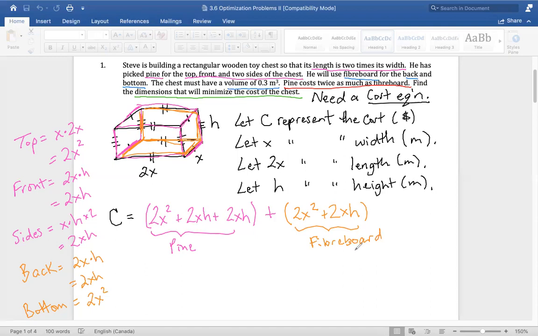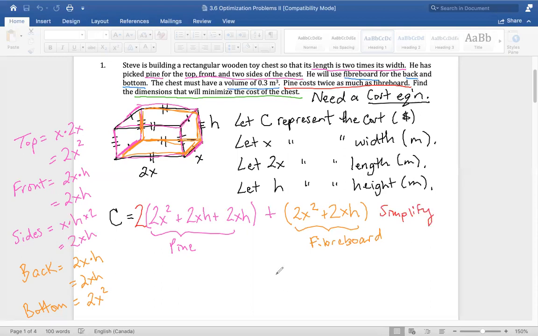And what am I missing here that you might hopefully have noticed by now? I've got the pine and I've got the fiberboard, right? So I've got all the pink here done and I've got the blue part here done. Sorry, I technically should have done that in blue. But here, pine costs twice as much as fiberboard. I haven't accounted for that. This is my cost equation, right? So I do need to take into account that the pine is twice as much. So what I'm just going to do is put a 2 out in front here, because whatever I'm purchasing of pine, if I just multiply it by 2, that would be stating that it's twice as much as what the fiberboard is. And then let's just simplify this equation.